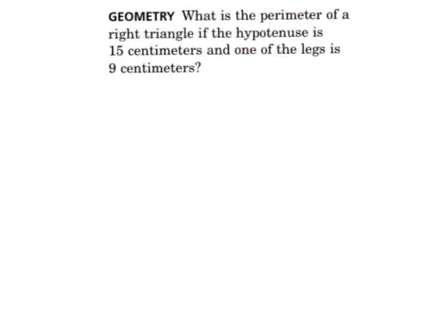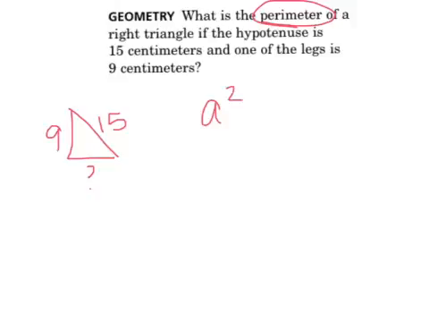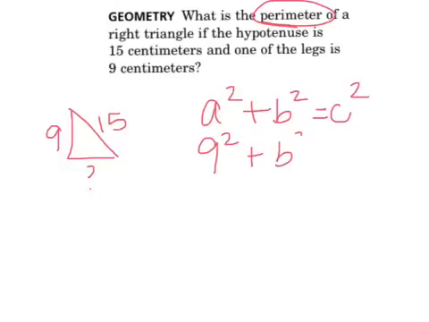Wonderful. Do one more. What is the perimeter of a right triangle? Okay, we know we've got a right triangle, and notice we are finding the perimeter. The hypotenuse is 15, and one of the legs is 9, so we are finding a missing leg here. So a squared plus b squared equals c squared. Let's plug in what we know. We know one of them is 9. We don't know the other, and we know the hypotenuse is 15.